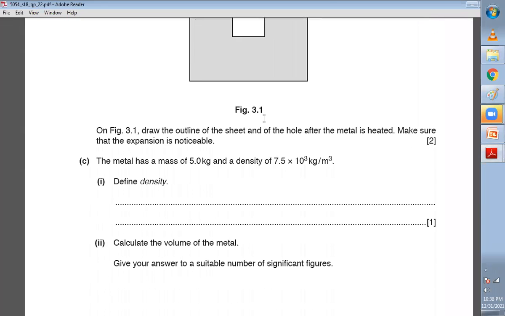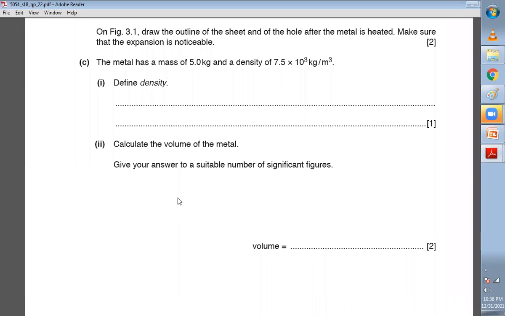Okay, so let's move to the next question. The metal has a mass of 5 kg and a density of 7.5 × 10^3 kg per meter cube. Define density. Density is basically mass divided by volume. In other words, we say it's the mass per unit volume. That's the definition of density. Then he says, calculate the volume of the metal. Give your answer to a suitable number of significant figures.